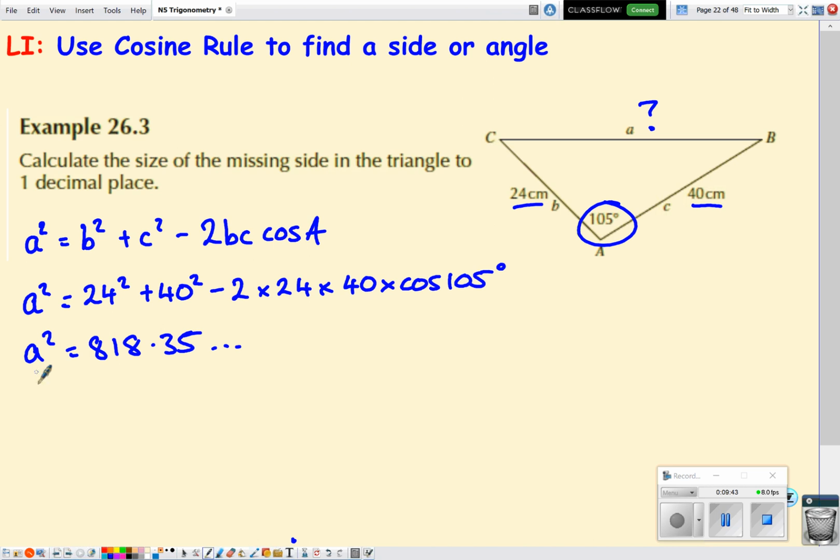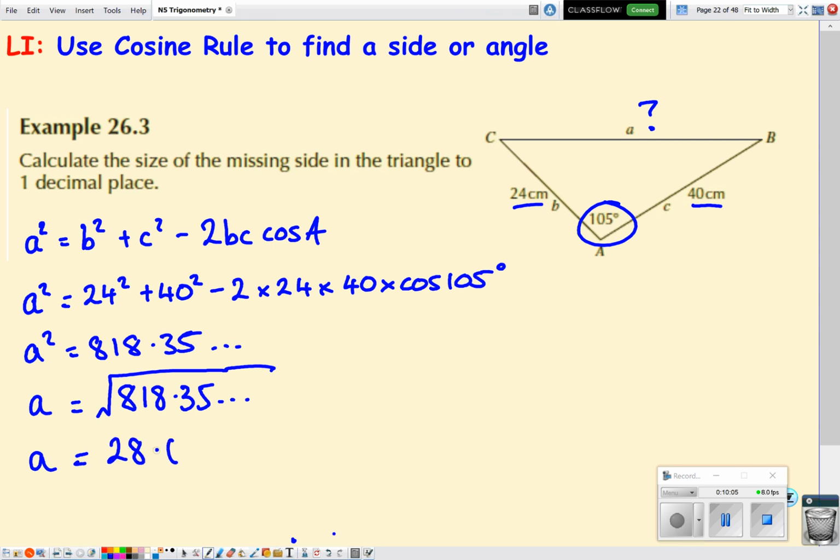It's quite common for folk to forget the final step, which is, well, if a squared equals 818.35, a must be the square root of 818.35. Hence why I wasn't clearing my screen, right? Try to be as accurate as I can. So to one decimal place, that gives me 28.6 centimeters.